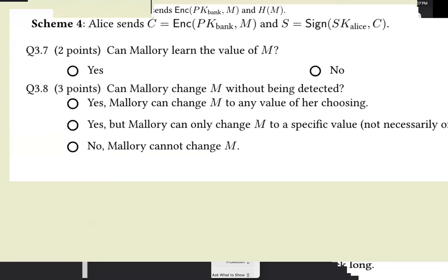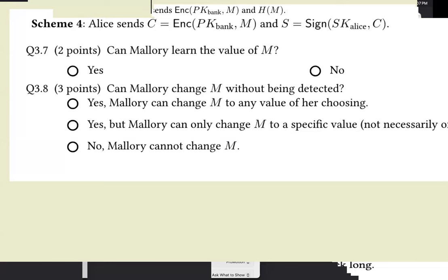All right, and then the next part. So I'll give you another couple minutes. Question.